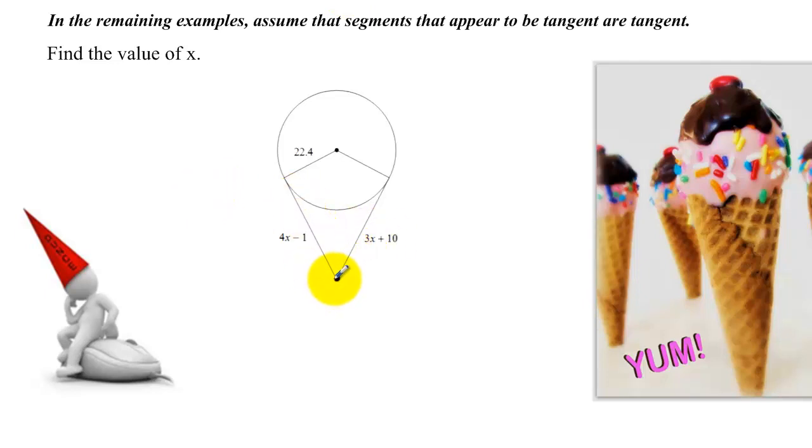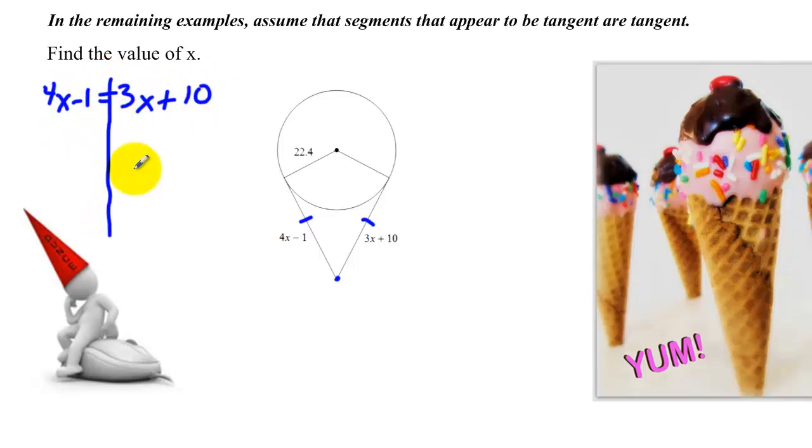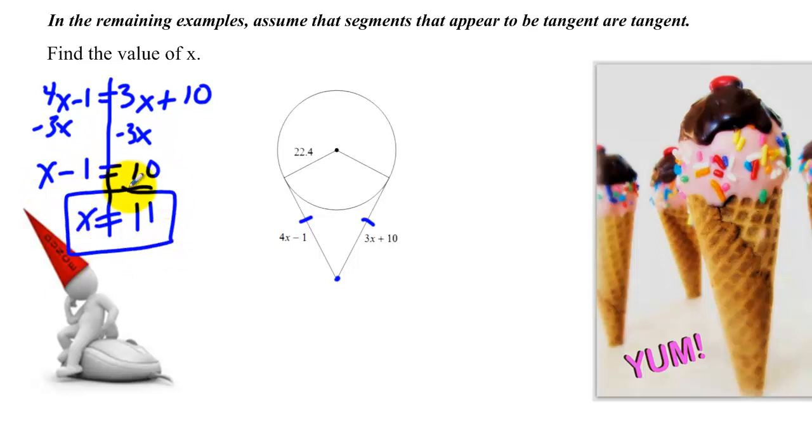But I do know that from this diagram, these two tangents, and they are tangent, are going to be the same length because they come from the same point. So I can simply set these equal to each other and find my value of x. I know that 4x minus 1 will equal 3x plus 10. This is an old Algebra 1 problem. You guys have done these a million times. 3x is gone. So I'm down to x minus 1 equals 10. Add 1 to both sides, and x is 11.